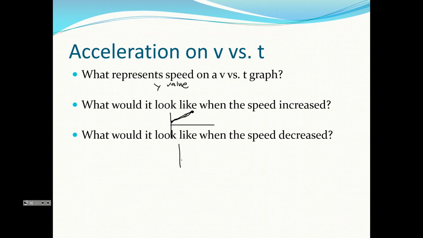If my speed is decreasing, well, I'm going to start with a y value that's up here. I'm going to end with a y value down here. My slope is going to be constant. So it's going to look like that.